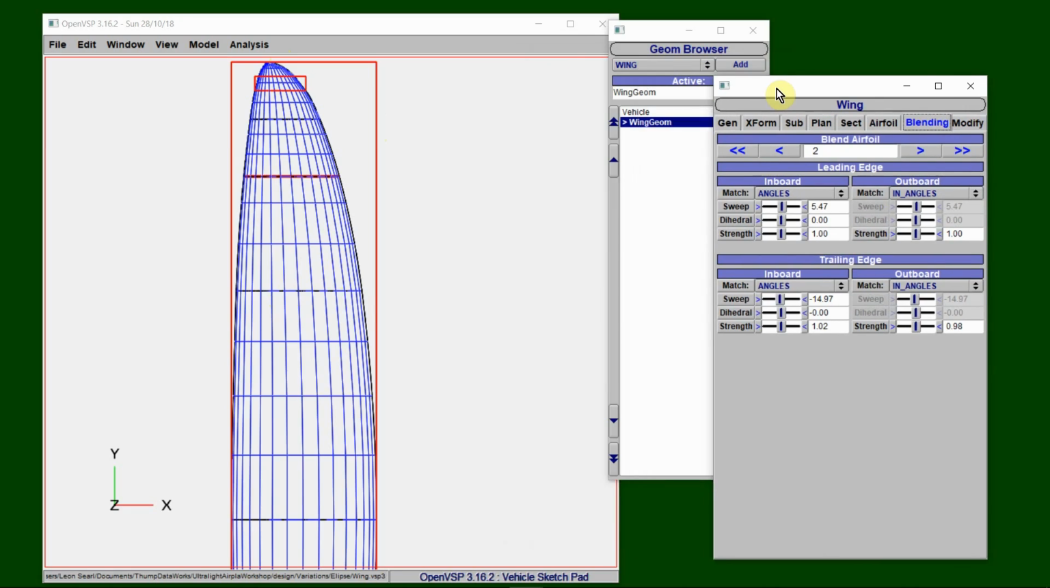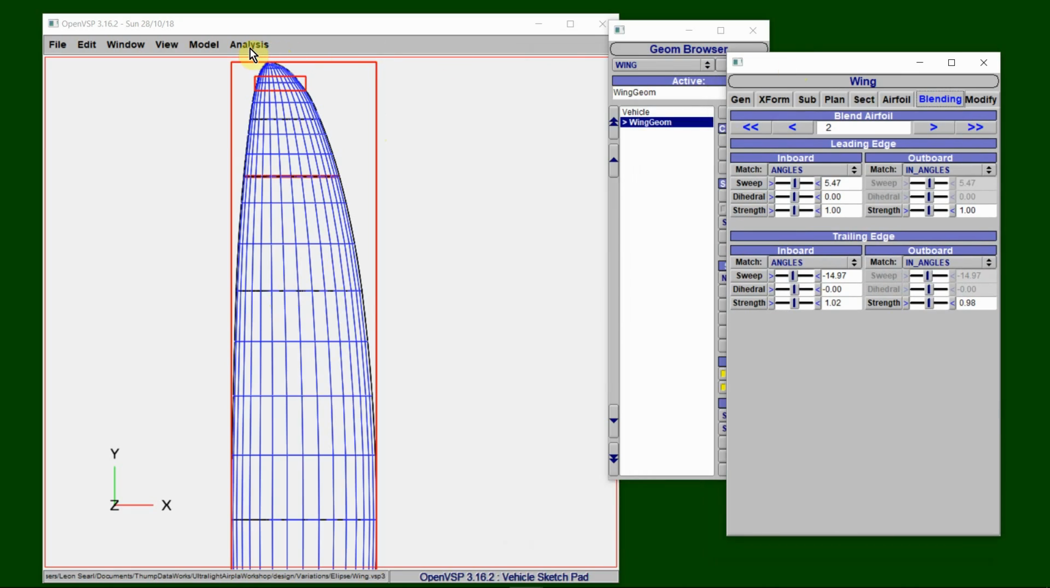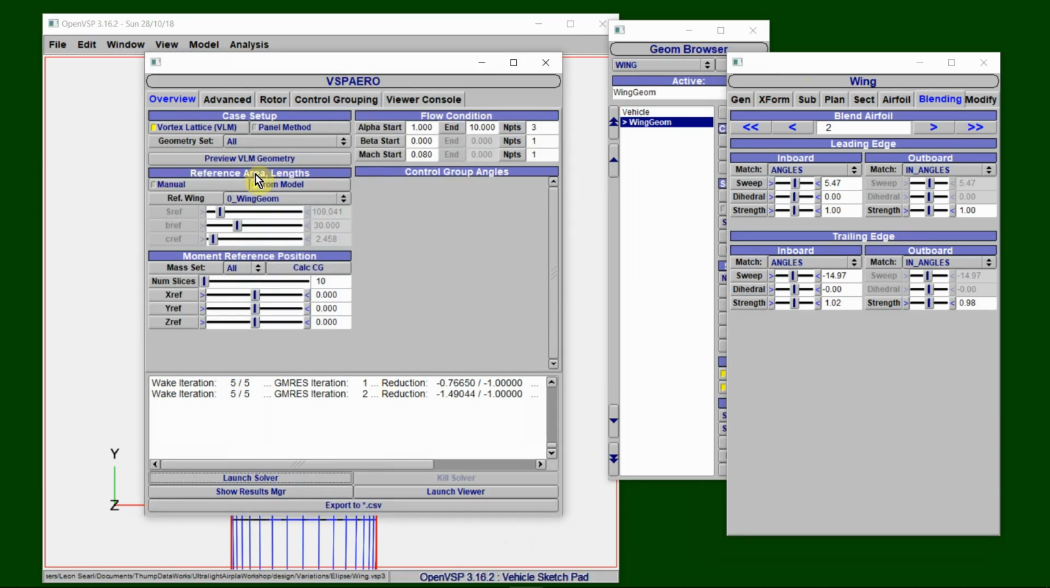Now let's do some analysis on this planform and see if it matches what we got from Horner's book. I've already done this once, so most of this is already set up. We're still doing the 3 angles of attack. Our Mach number is 0.08, which is 55 knots, or close to it. We use our model to come up with the wing geometry, and we launch the solver.